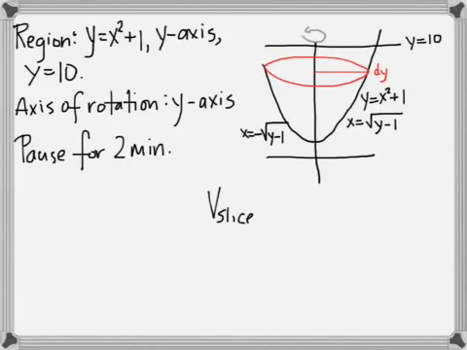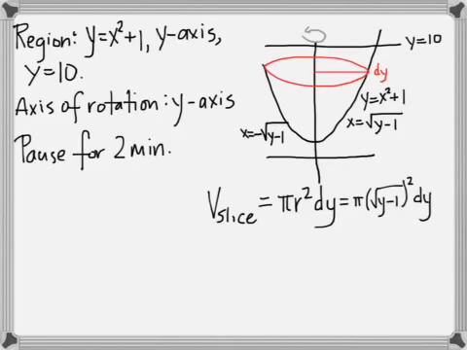So the volume of the slice, again, is pi r squared dy, and my radius, the distance from here to here in terms of y, is the square root of y minus 1. So I have pi r squared, and then in the next step, r has turned into the square root of y minus 1. Very nice, because I've got the square root, and then I get to square it, which means the function I'm going to integrate is linear. Pi times y minus 1 dy.